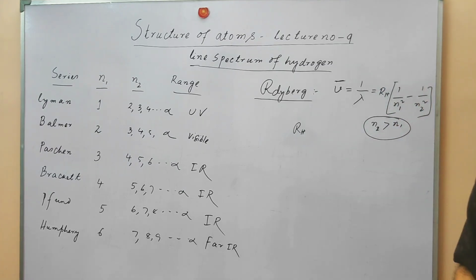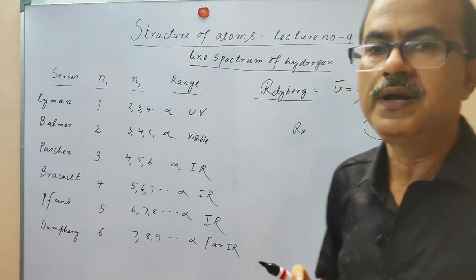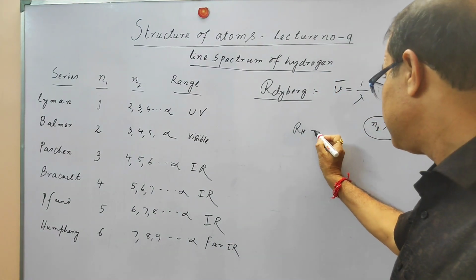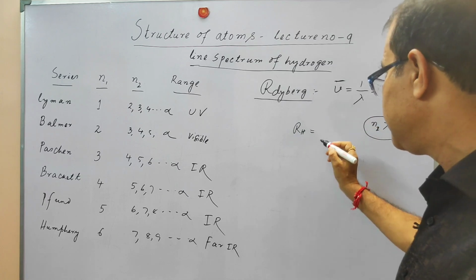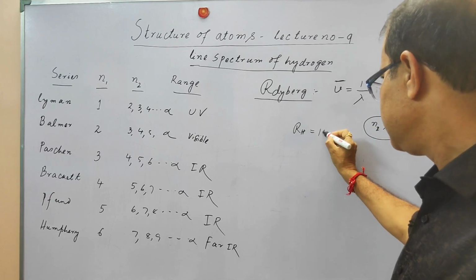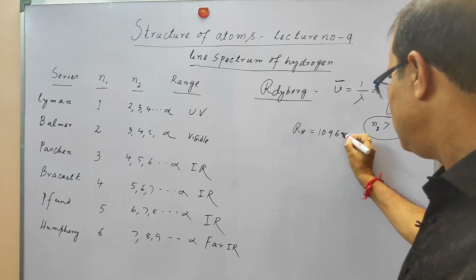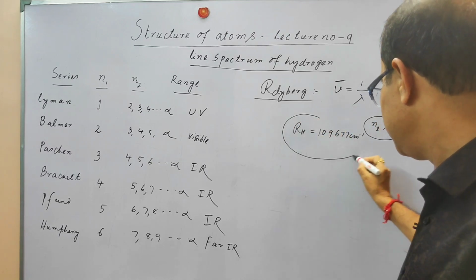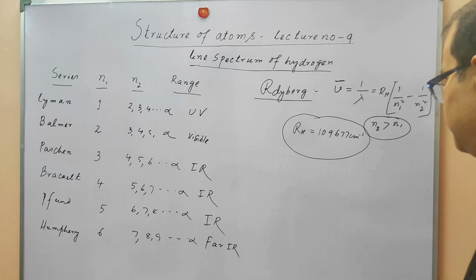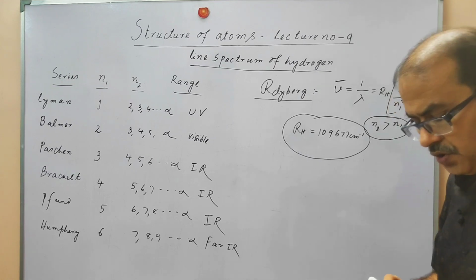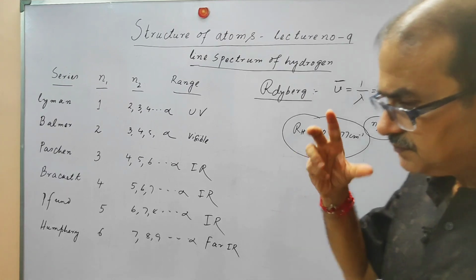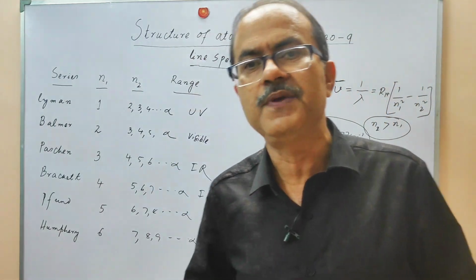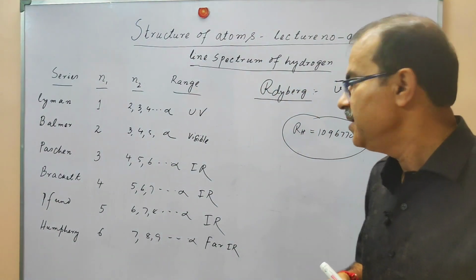This formula is very helpful for numerical purposes. When you do some numericals, you will understand how important this formula is. Here RH is the Rydberg constant, and it has a fixed value. You have to remember this constant. Okay, this is very important. So if you want to find out the wavelength of a line in the line spectrum of hydrogen, you have this formula.